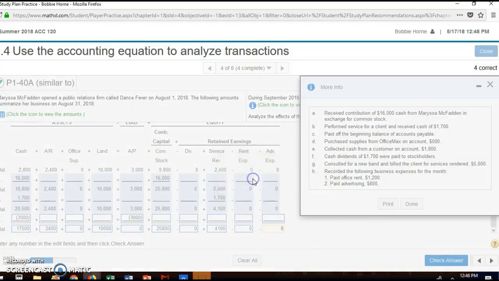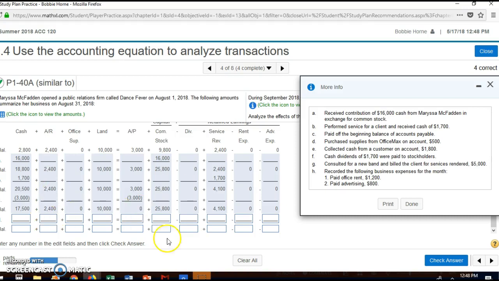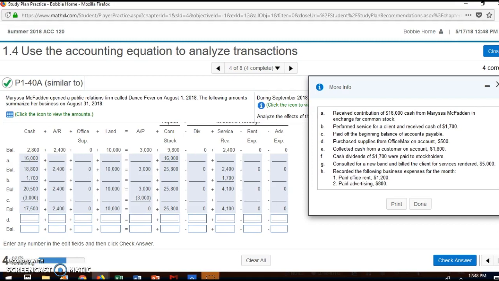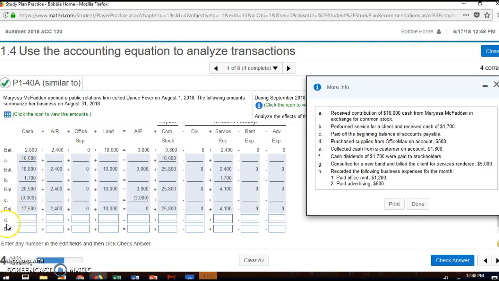Okay, the next transaction, can't see what this letter is, but let me move this over. Okay, now I can see a little bit better. D, purchase supplies from Office Max on account for $500. So we are getting $500 worth of supplies, and we're not paying for it. We're going to pay it later, so it is an accounts payable. So now we have a balance back in accounts payable, which is very normal.